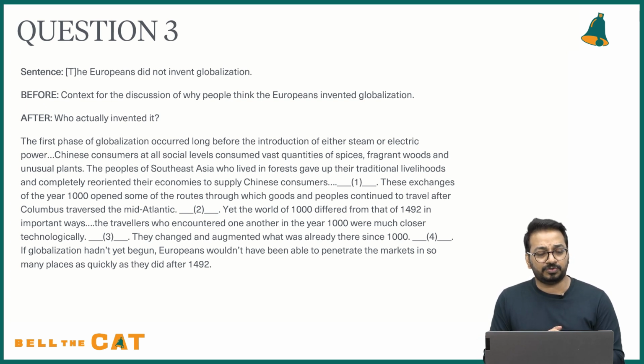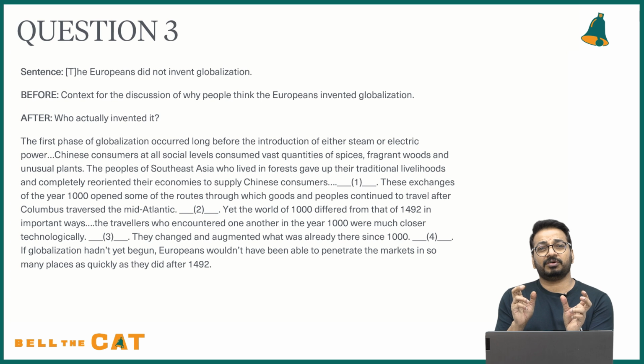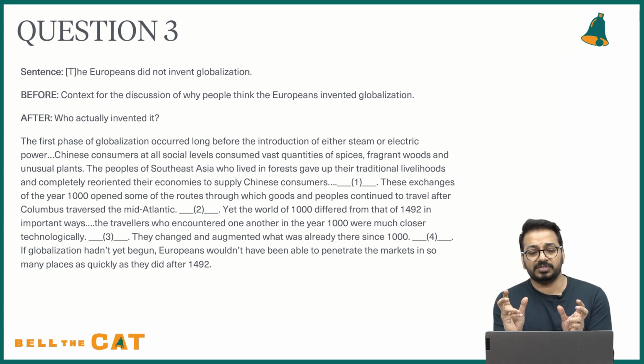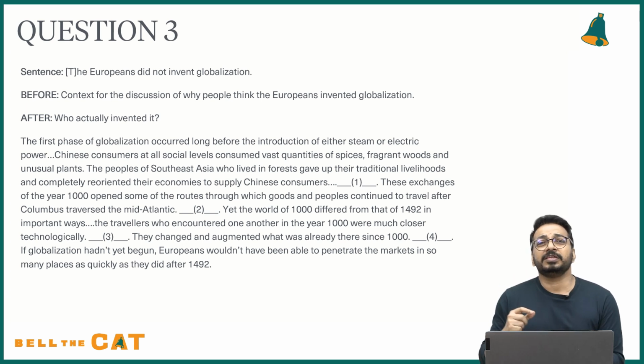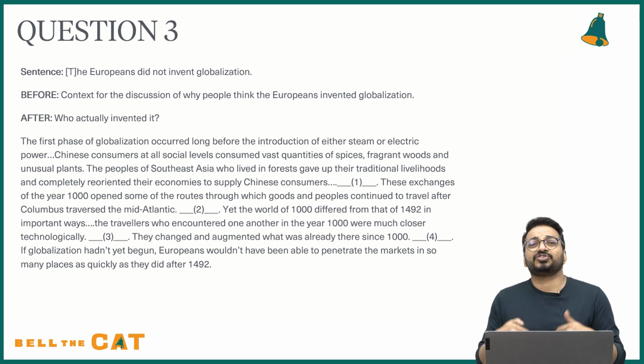Now we come to option 2, right? These exchanges of the year 1000 opened some routes through which goods and peoples continue to travel. Yet the world of 1000 differed from that of 1492 in important ways. Now this sentence is talking about the year 1000 and it is talking about the year 1492. Suddenly in the middle, it cannot have the Europeans did not invent globalization, because there is no reference to that year 1000. It's coming bang in the middle, right? So that explanation is still not sufficient as to why they did not invent, right?